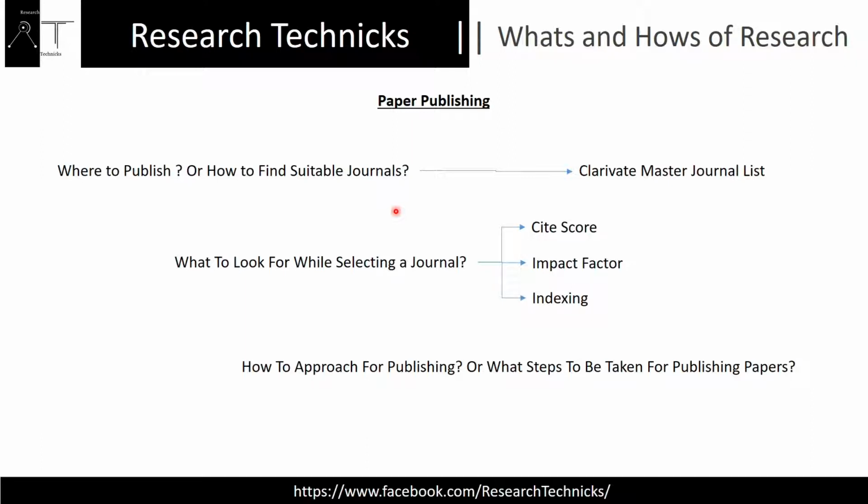So the first question that arises is where to publish or how to find suitable journals. Next is what to look for while selecting a journal. These two we will do side by side. And the last question one might come up with is how to approach publishing, or what steps to take for publishing your papers.